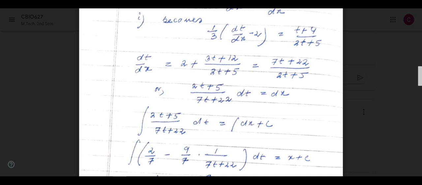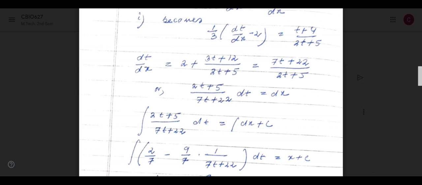See the note and do. If you are stuck in any step, just let me know. To find out dt/dx, you can use the variable separation. You first find out dt/dx equal to this one: dt/dx equals 7t plus 2 over 2t plus 5.